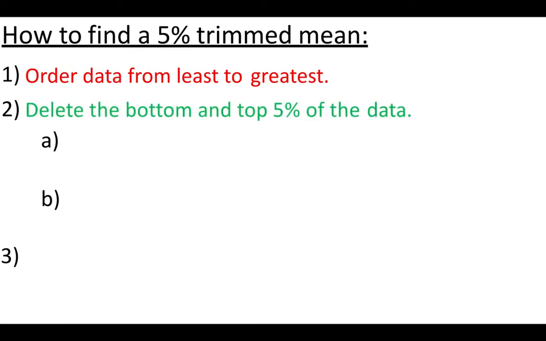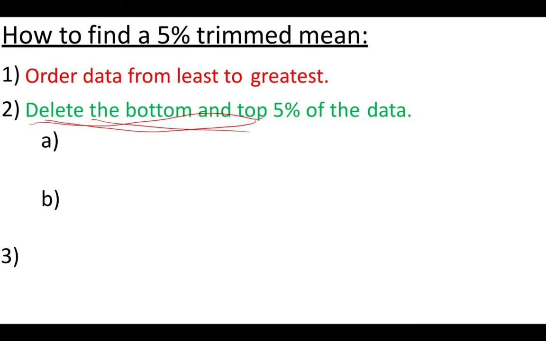We're then going to delete the bottom and top 5% of the data. This could be 10% or 20 as well, but it's important to note that we do both the top and the bottom. So delete the 5% of the top and 5% of the bottom. So in this 5% trimmed mean, we're actually eliminating 10% of the data because we're taking 5 off the top and we're taking 5 off the bottom. Same as if it were a 10% trimmed mean, we'd be taking 10 off the top and 10 off the bottom. So we'd actually be eliminating 20% of the data.